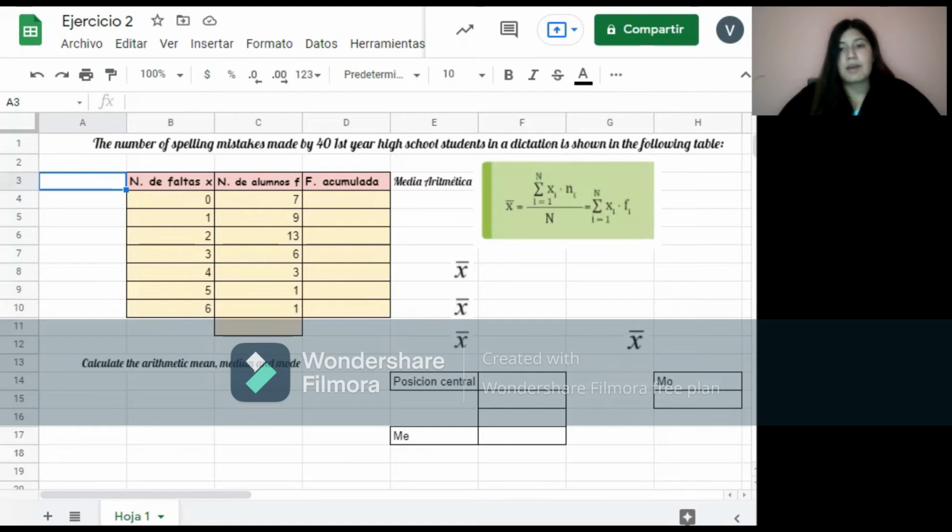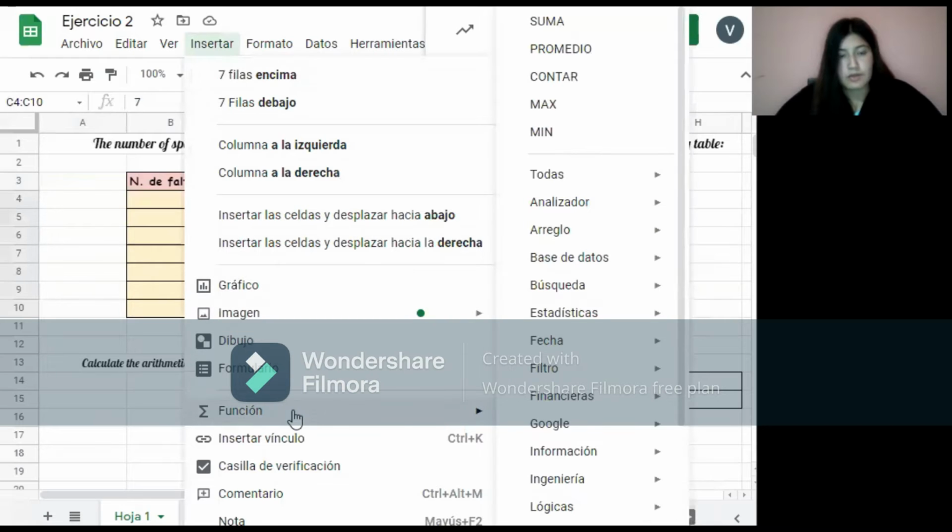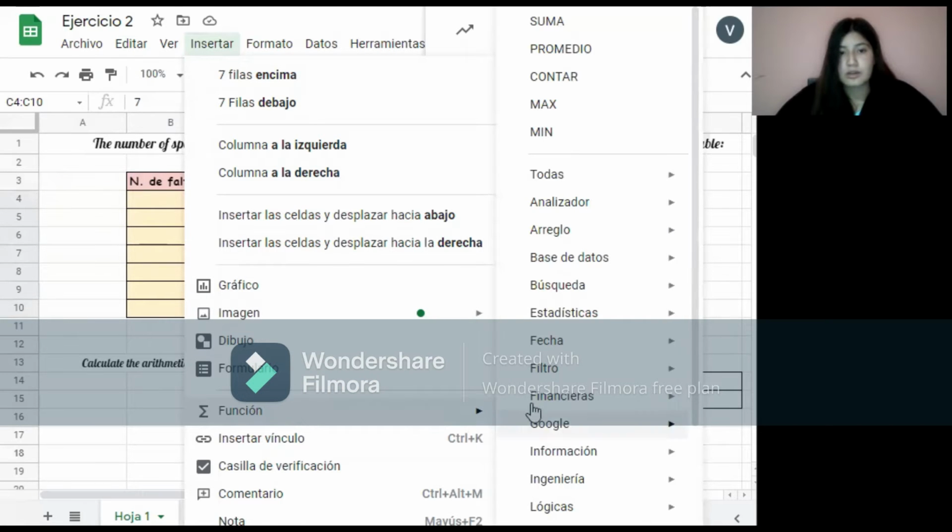To add all this and get the number of data, we must select all the data, then go to Insert, then Functions, and click on the sum.